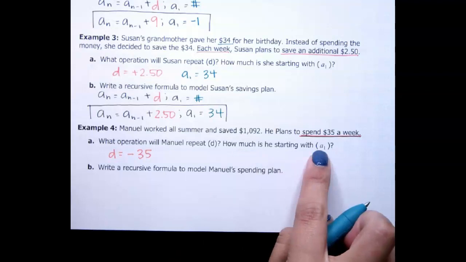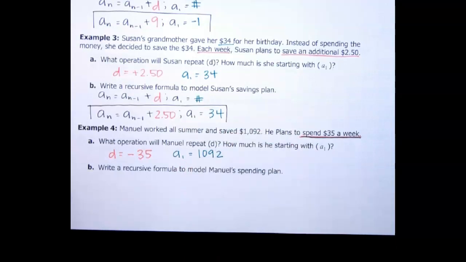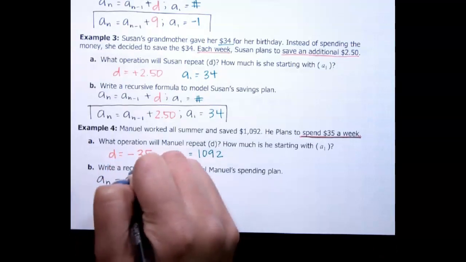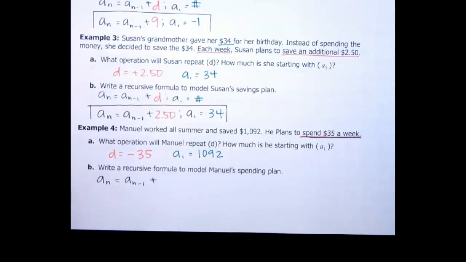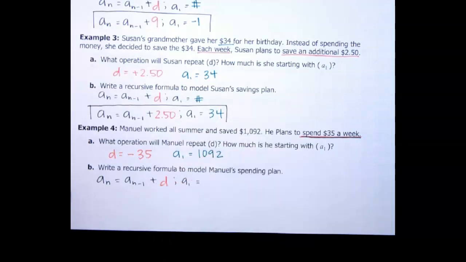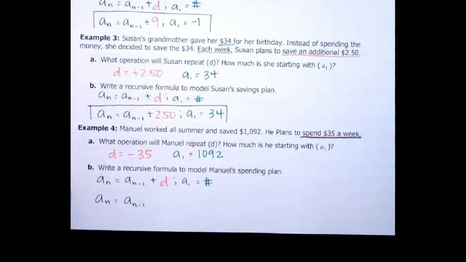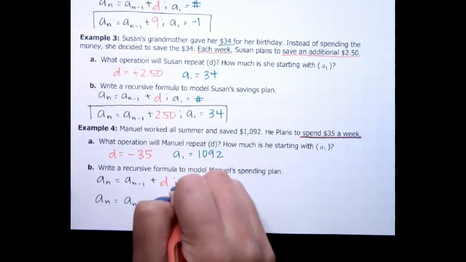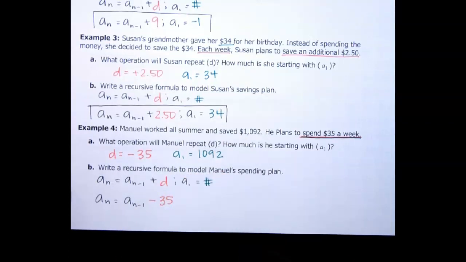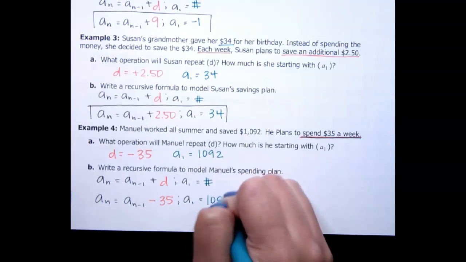How much is he starting with? That's our first term. He is starting with $1,092 because that's how much he saved. So now that we know those two things, we write our equation. A sub n equals A sub n minus 1 plus our common difference. And we show our first term. So I have all of those pieces, so now I just write my final equation. A sub n equals A sub n minus 1 minus 35. Remember, don't put plus negative 35. Just put minus. And my first term is, he is starting with $1,092.